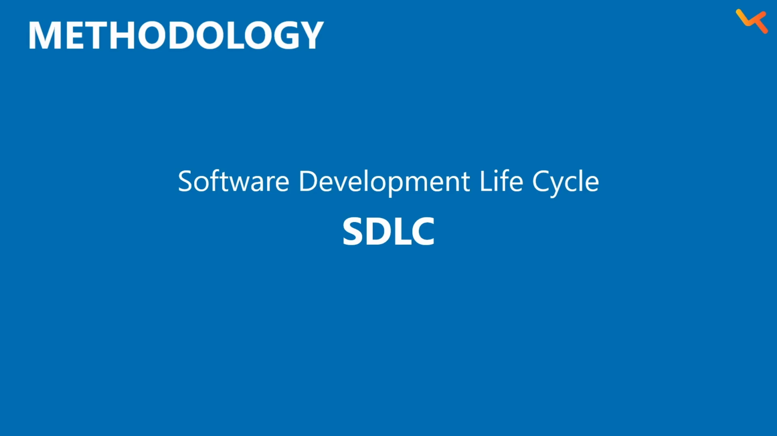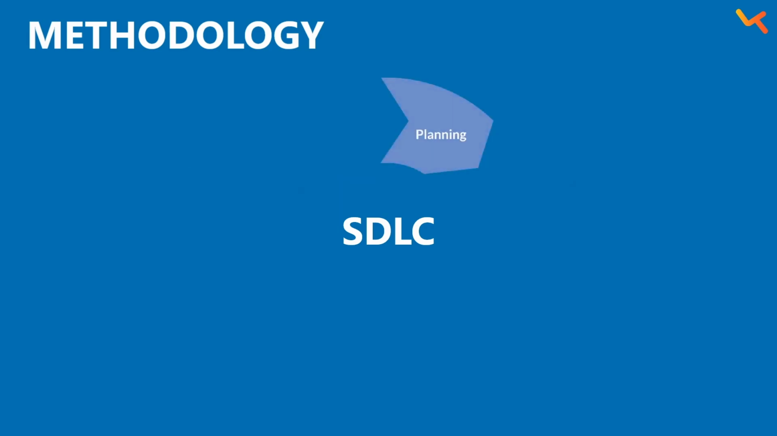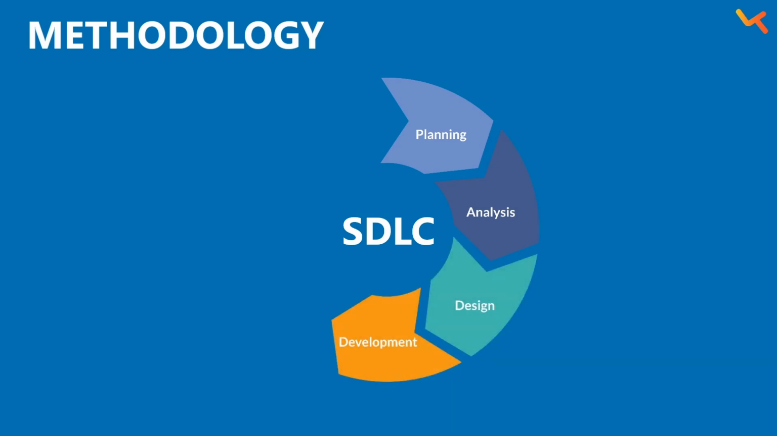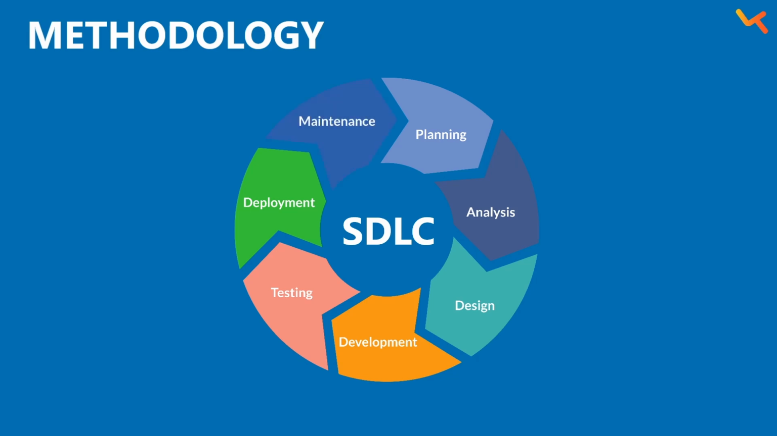So SDLC is always distributed in different phases. On a standard note, those phases are planning, analysis, design, development, testing, deployment and maintenance. When it comes to all these phases, each phase has a role to play. So the first phase is planning.